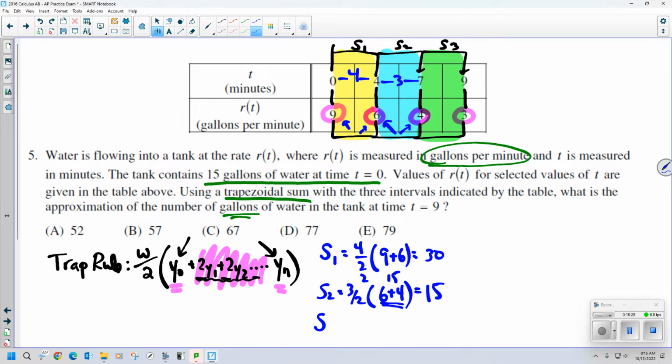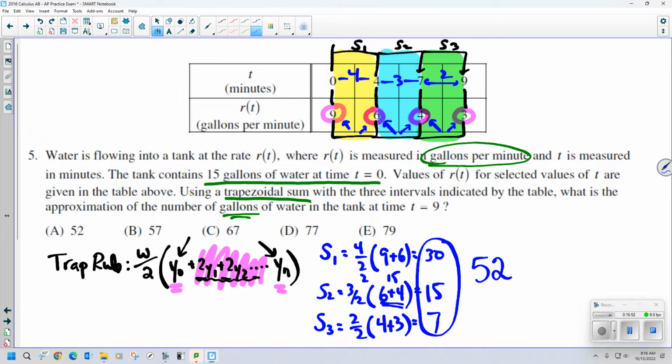Subinterval 3. This width is 2, so it's 2 over 2, and I'm going to add 4 and 3. Add them, not multiply them. I almost wrote multiply. That's just 7. If I add all these up, that's 52.